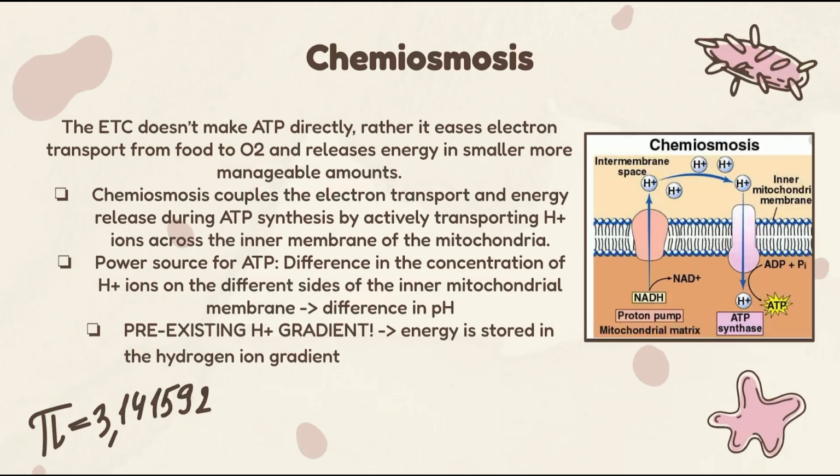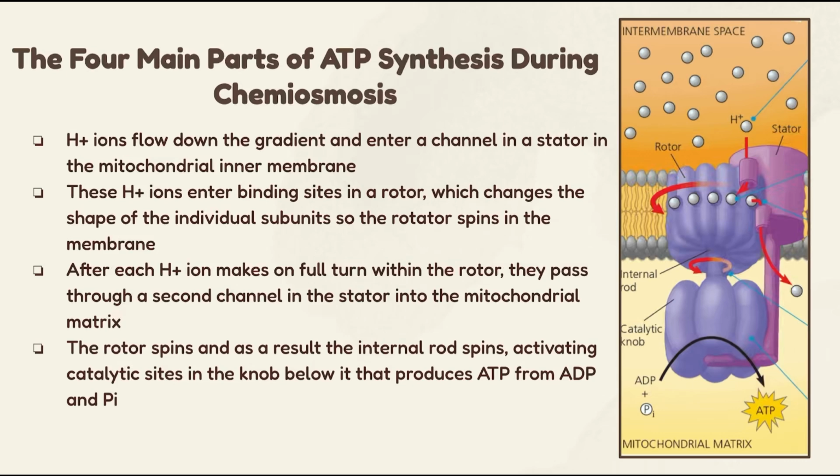Energy is stored in this pre-existing hydrogen ion gradient, with a higher concentration of H+ ions in the intermembrane space than in the mitochondrial matrix. This difference in H+ ions also results in a difference of pH across the membranes. Overall, there are 4 main steps when it comes to the production of ATP during chemiosmosis.